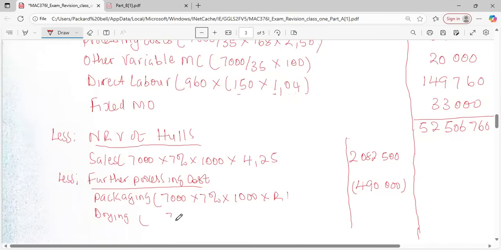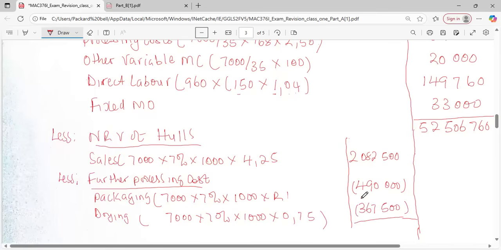Then drying, it's 0.75 per kg. So it's still going to be 7,000 times 7% times 1,000 times 0.75. How much are we going to have there? I get 367,500. Right. So what is going to be the net realizable value?